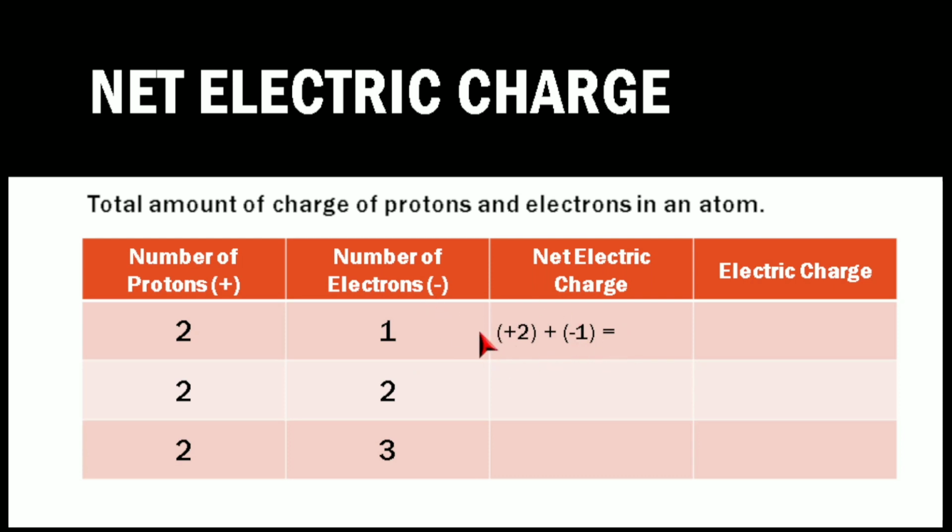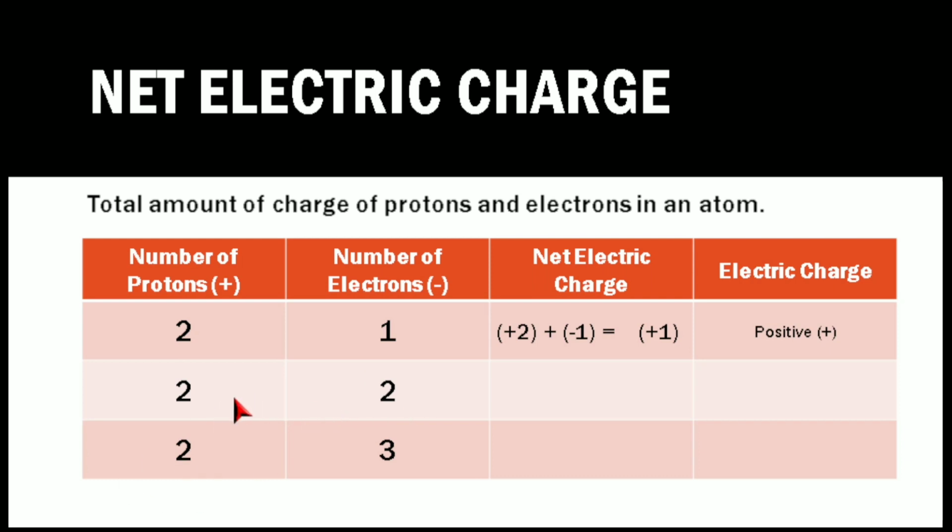So therefore we have this equation. Plus 2 plus negative 1 is equal to, what is the answer? Correct, it is positive 1. So with this, what is the electric charge of an atom? Okay, very good, it is positive.